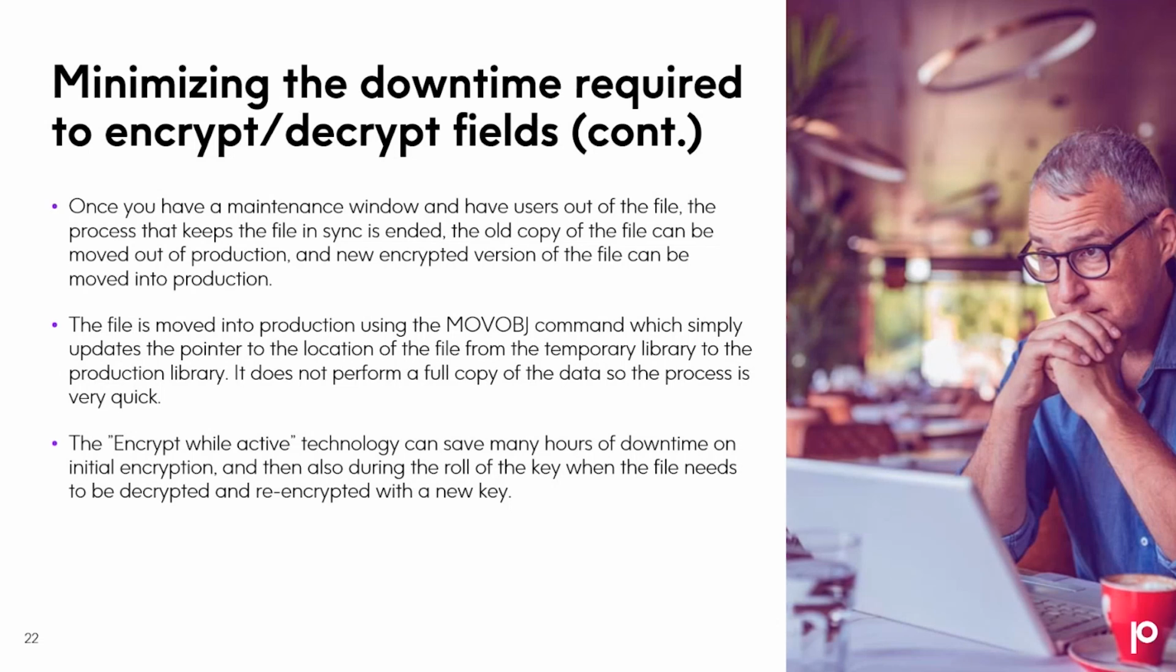but also I had talked about rolling keys before. Well, during that, you're going to take double downtime, right? You're going to do the decryption, then the re-encryption, so you can save time there too. Same process, just kind of in reverse. We're going to take the encrypted copy, decrypt it first, re-encrypt it with a new key, and then we're going to move it back into production.